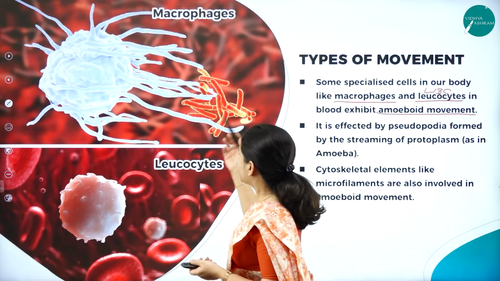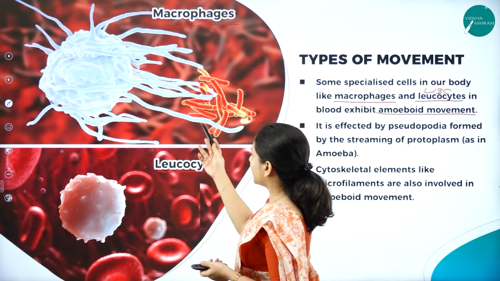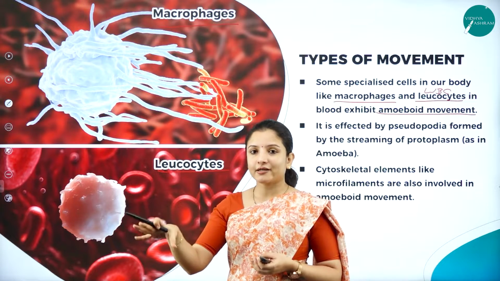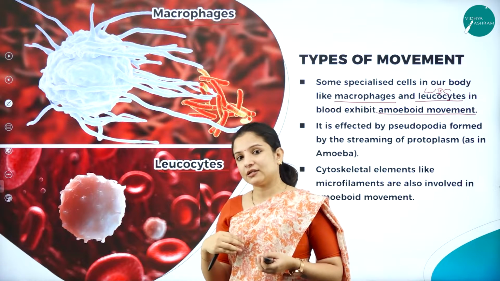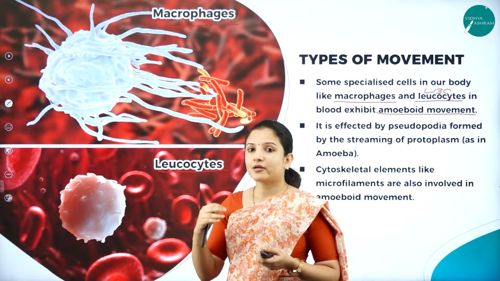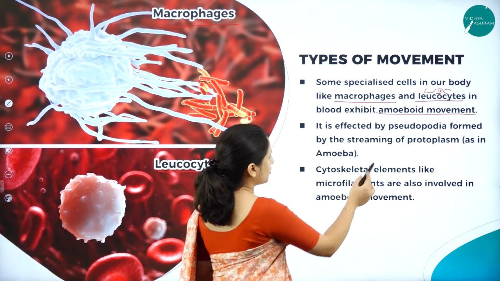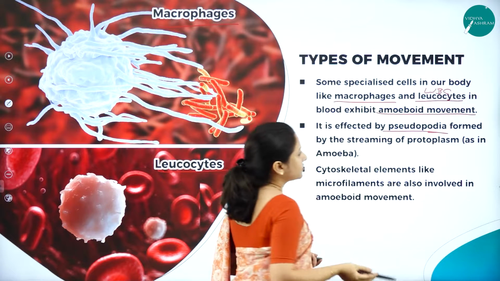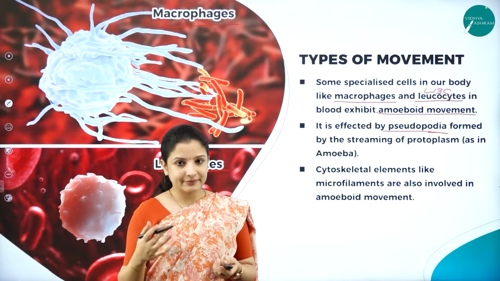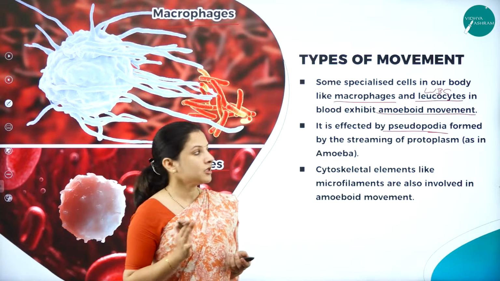As you can see, I have taken the example of macrophages as well as leukocytes. They exhibit amoeboid movement, wherein they can move towards the target organism, whichever foreign body is entering the body, and engulf it, thus protecting the body against infections. It is effected by pseudopodia. These cells also have pseudopodia-like structures, just like how amoeba exhibits movement using pseudopodia. Just like that, these cells also exhibit movement.